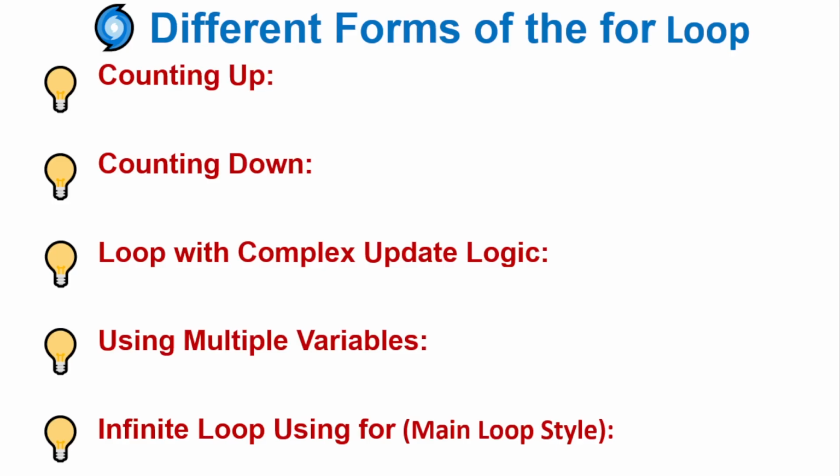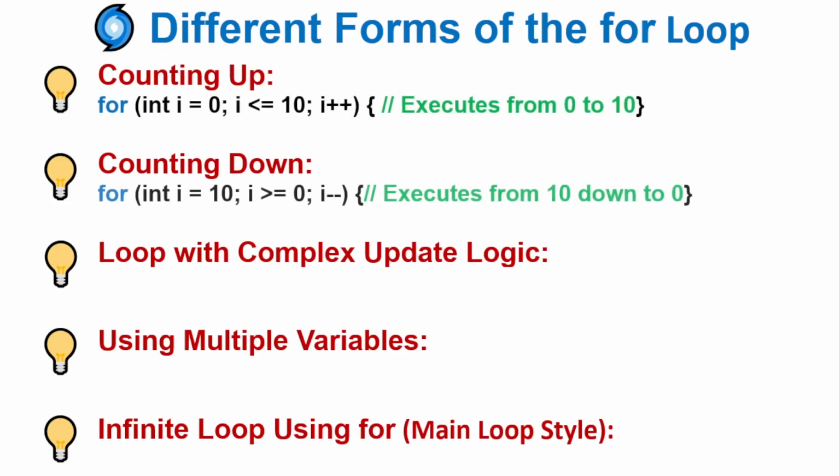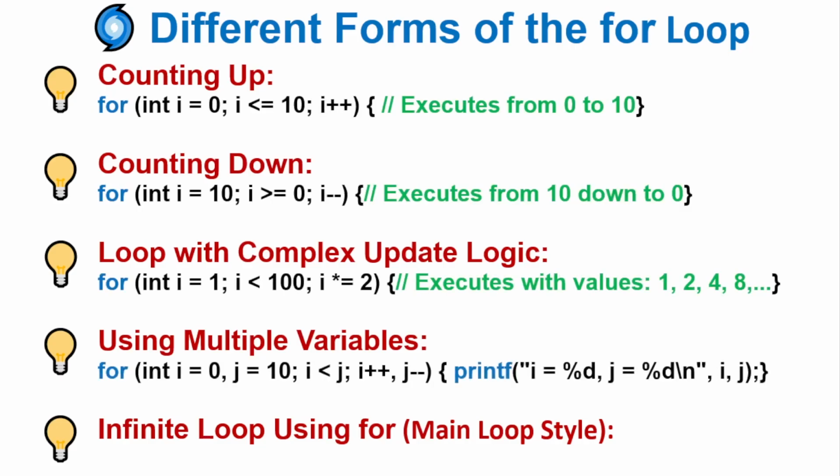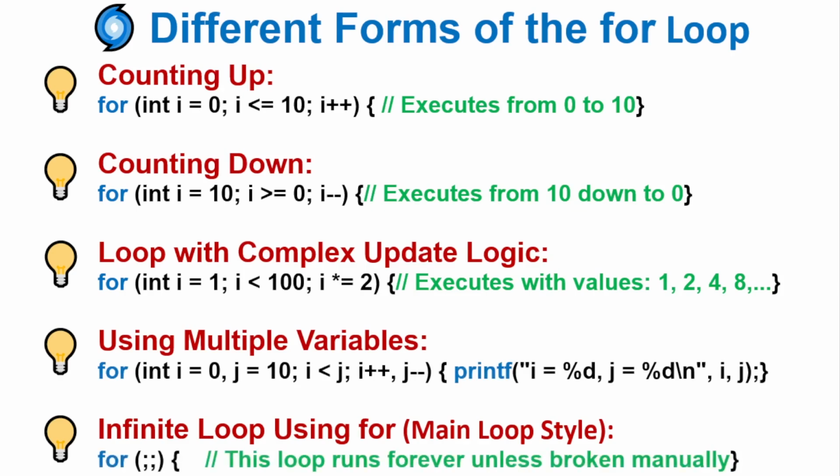Different forms of the loop: counting up, counting down, loop with complex update logic using multiple variables, and infinite loop using for. This pattern is especially common in embedded systems where the program needs to keep running continuously.